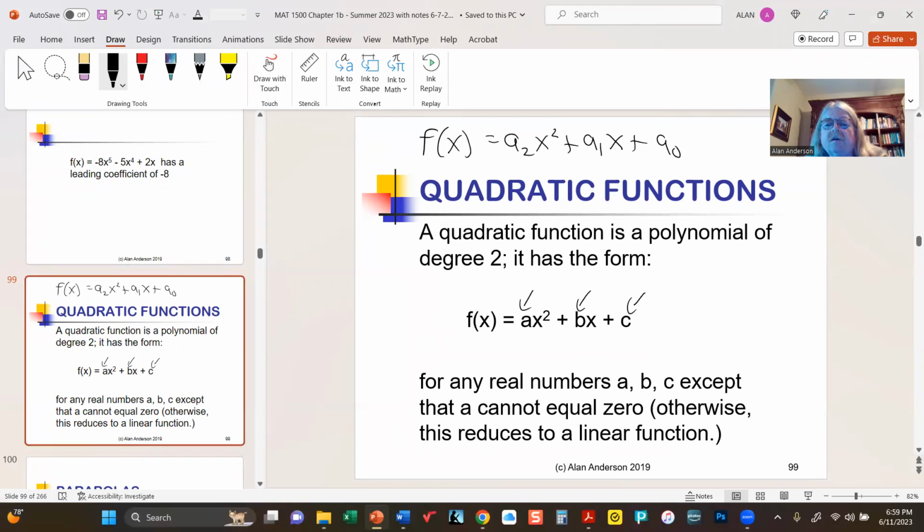And once again, the only constraint here is that a cannot be 0, because otherwise we just end up with a linear function. And certainly b can't be 0 either. Well, b can be 0 if a is not 0. You can have a function like x squared minus 2, and that still qualifies as a quadratic function.